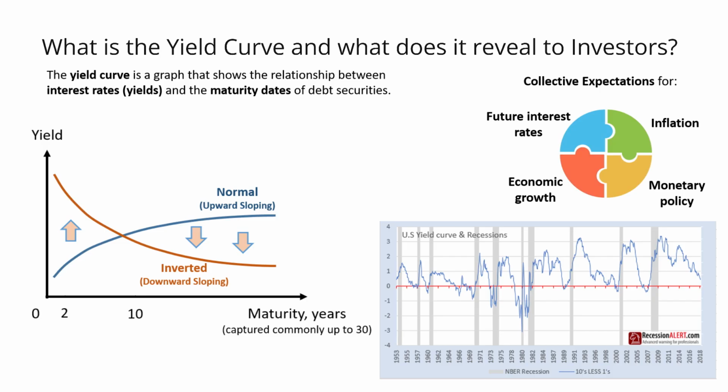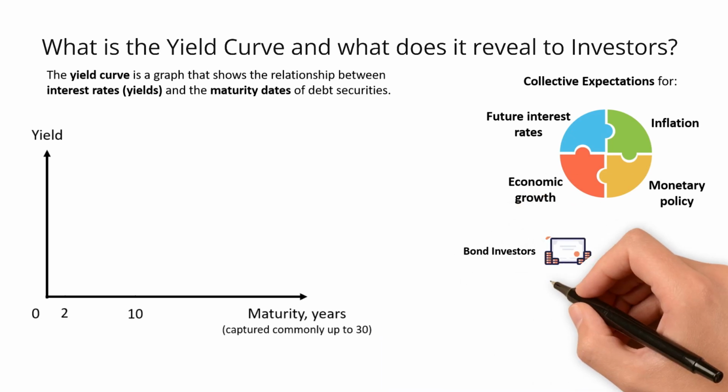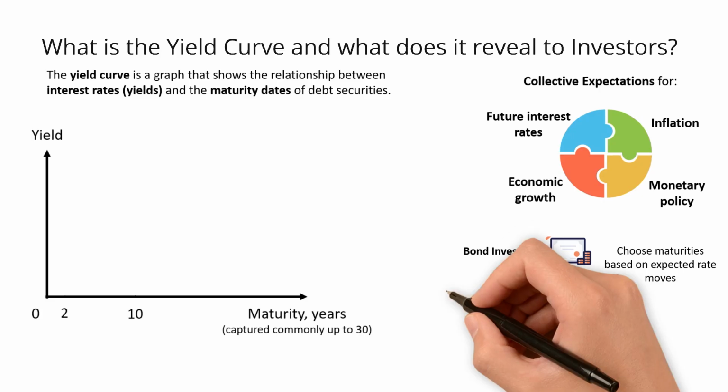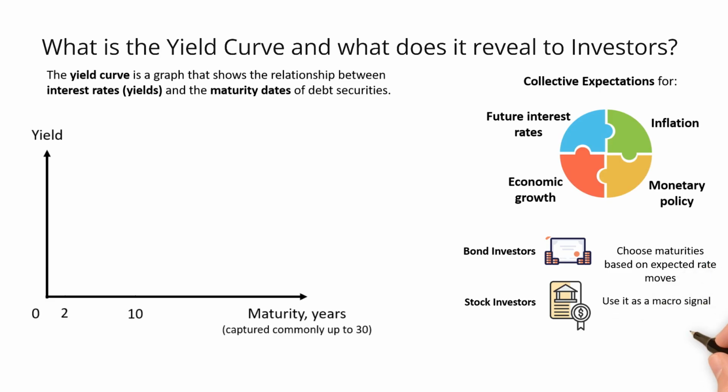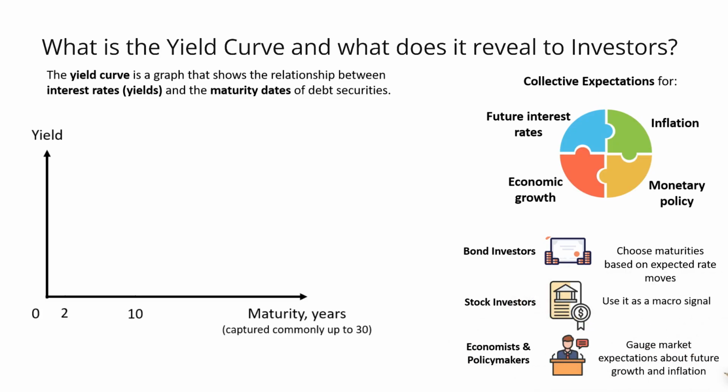How do investors of all kinds interpret the yield curve? Bond investors choose maturities based on expected rate moves, for example, buy long-term if expecting rates to fall. Stock investors use it as a macro signal. An inversion can warn of slowing profits and tighter credit. What about economists or policymakers? They gauge market expectations about future growth and inflation to guide policy.